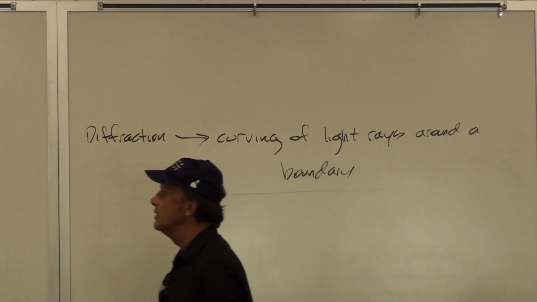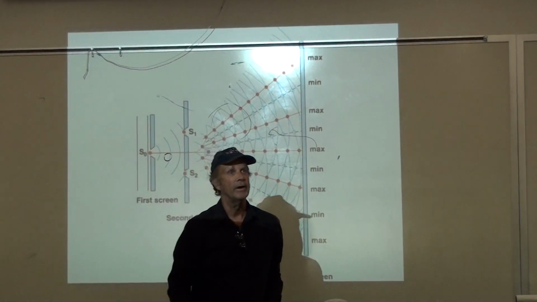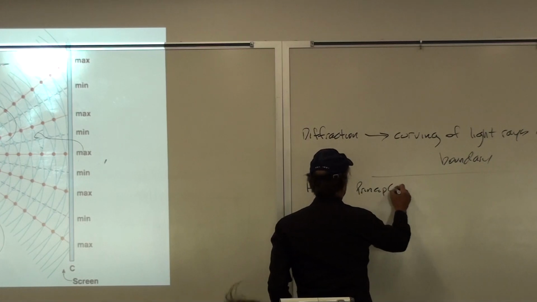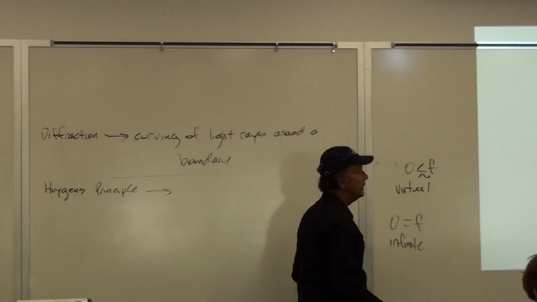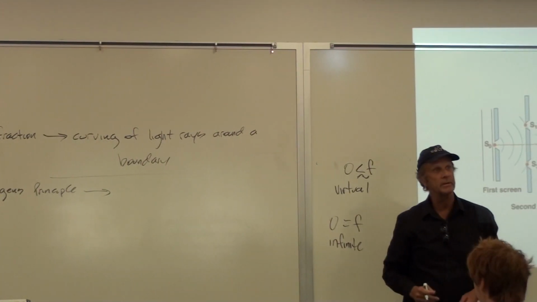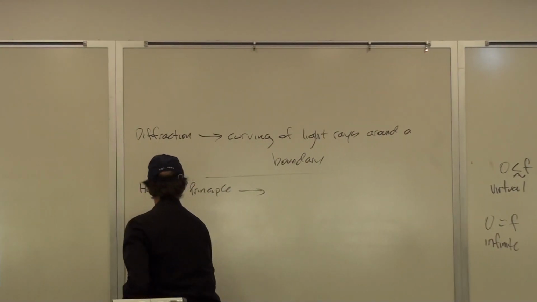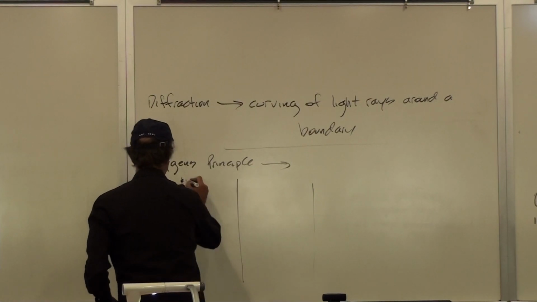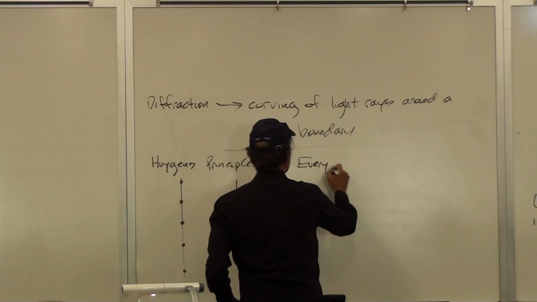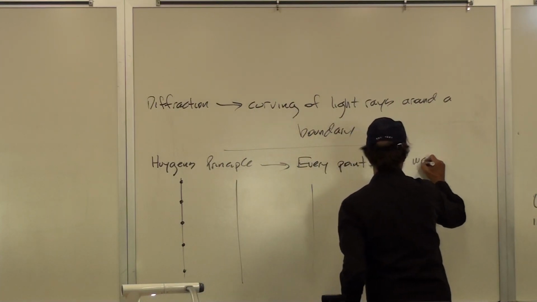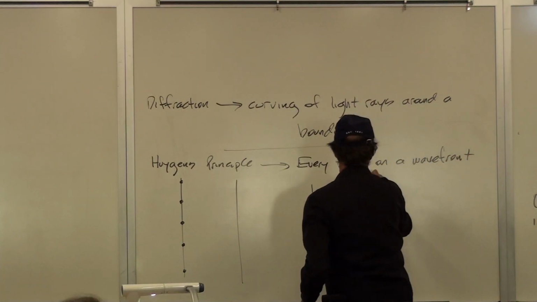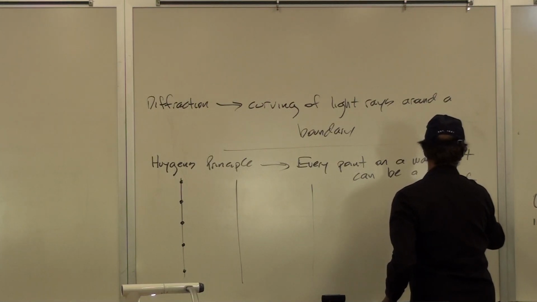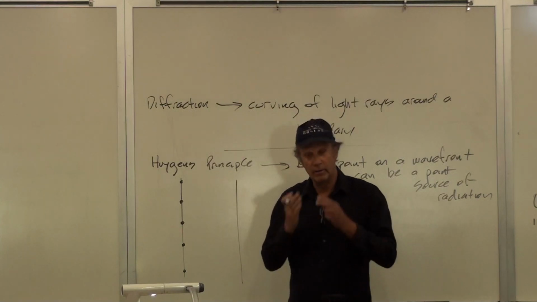Now, in order to understand why light could curve around a boundary, what we need to look at for a second is what's called Huygens principle. Basically, what we define as Huygens principle is this idea that every point on a wavefront could be considered a point source of radiation. So here would be our wavefront. This might be like a peak of a wave, but every point on that wavefront could be considered to be a point source of radiation. In this case, light radiation, but it could also work with water waves too.